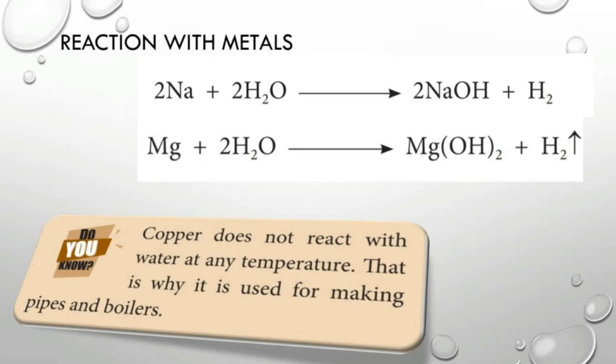Then magnesium. Magnesium is a little more sluggish. That means it reacts slowly with the water, but it reacts with hot water and gives hydrogen and magnesium hydroxide solution. So the equation of this reaction is 1 atom of magnesium reacts with 2 molecules of water to give magnesium hydroxide and hydrogen gas.